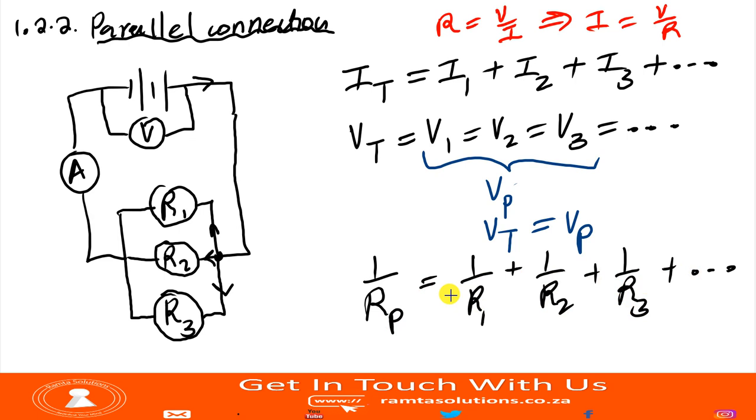Okay, so 1 over R sub P. This R sub P is to say resistors in parallel. Remember, this is not your resistance in parallel. It's 1 over R sub P. Whatever answer you get, to get R sub P, you need to invert it. All right, so this therefore tells us that a parallel connection is a current divider. It is a current divider.